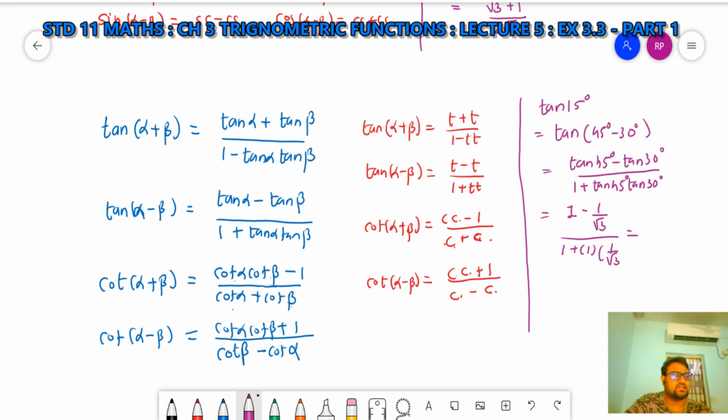What will this be? LCM will be root 3. So root 3 minus 1. Here also LCM will be root 3, so root 3 plus 1. Root 3, root 3 get cancelled. So its value is root 3 minus 1 upon root 3 plus 1. So the value of tan 15 will be root 3 minus 1 upon root 3 plus 1. Clear, this was an example. Okay, so now note down the formulas of tan and cot.